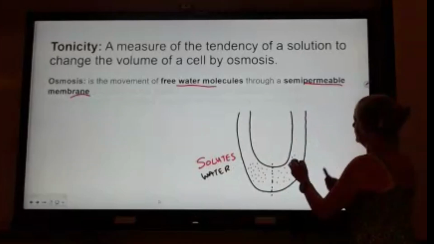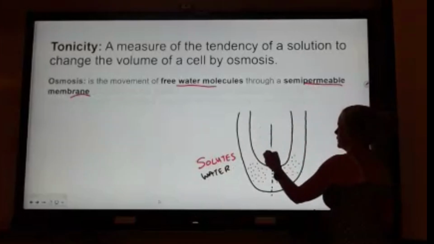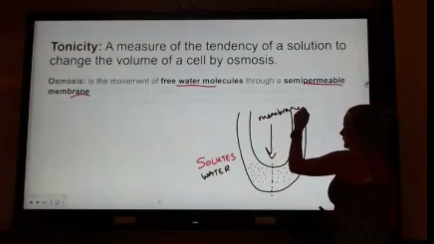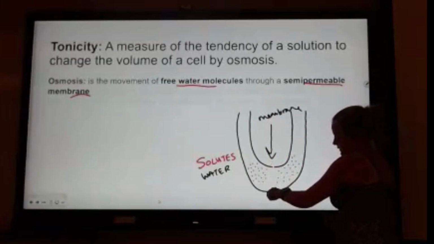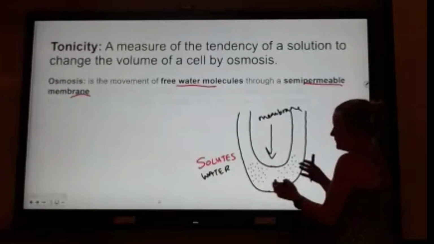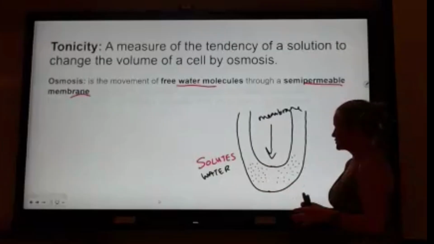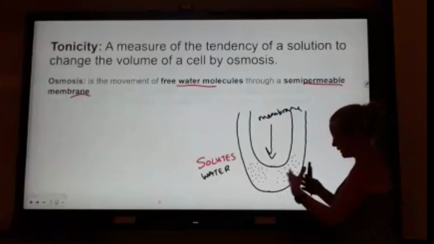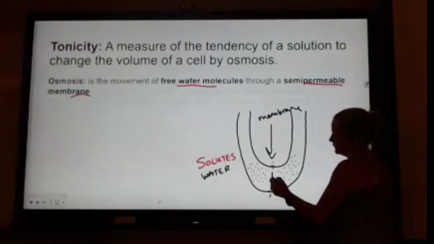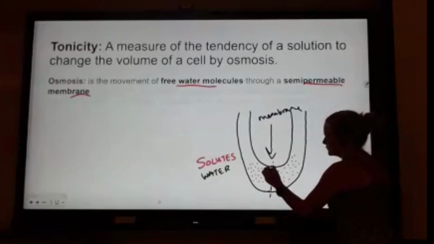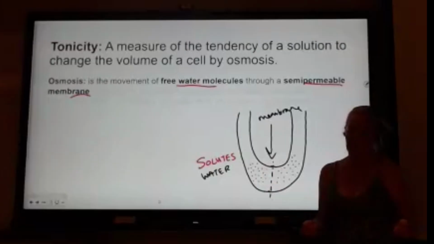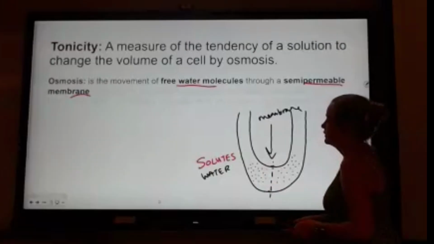So the point of this slide is just that there has to be a membrane involved. If I erase this, then it's going to be just simple diffusion where the solutes are going to equal out their concentration. But if we have a semi-permeable membrane in there that's preventing the solutes from being able to pass through, that's when we can start talking about osmosis.